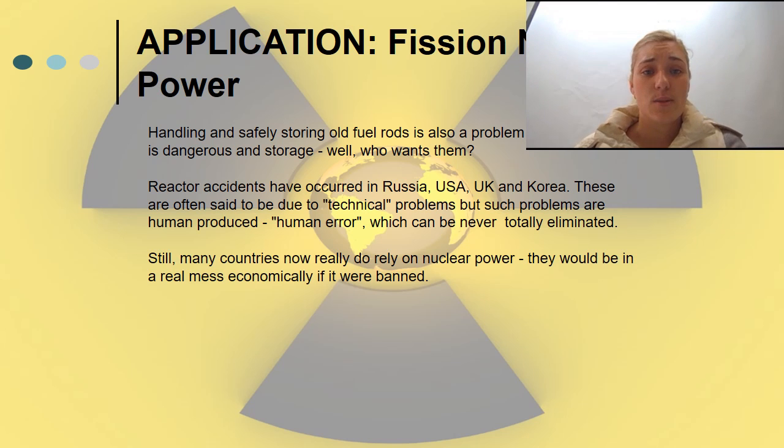Reactor accidents are also a huge issue, and people are quite fearful of them. They've happened numerous times around the world, and they're often said to be due to technical problems, but generally it comes back to human error, which, if you are having humans work at the plant, can never be totally eliminated. Also, many countries around the world completely rely on nuclear power, and if it was banned, they would have to be very, very careful about what they did in terms of their energy production.